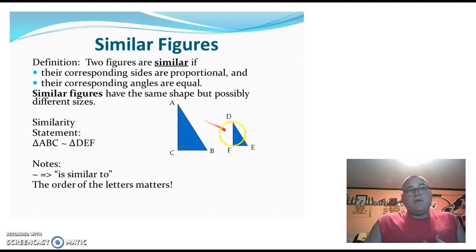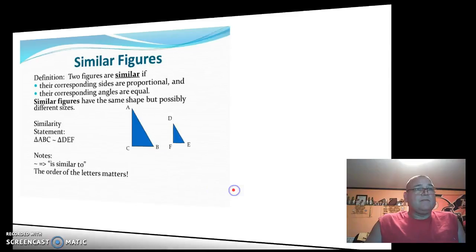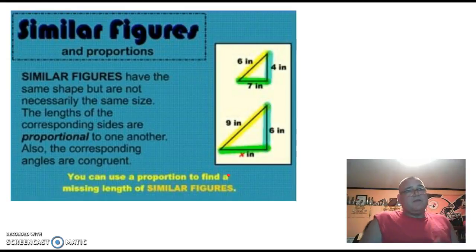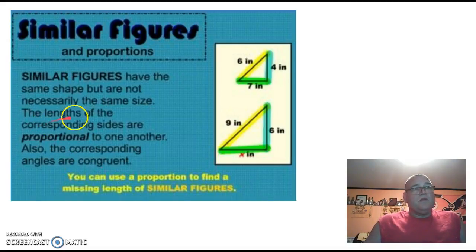That means that angle A will have the same measure as angle D, angle B will have the same measure as E, and C will have the same as F. The order matters. We're going to use it to help us solve. Again, similar figures, remember, have the same shape, but are not necessarily the same size. The lengths of the corresponding sides are proportional to one another. I like this diagram because it uses colors. Notice that the yellow matches up with the yellow, the teal with the teal, and the green with the green.